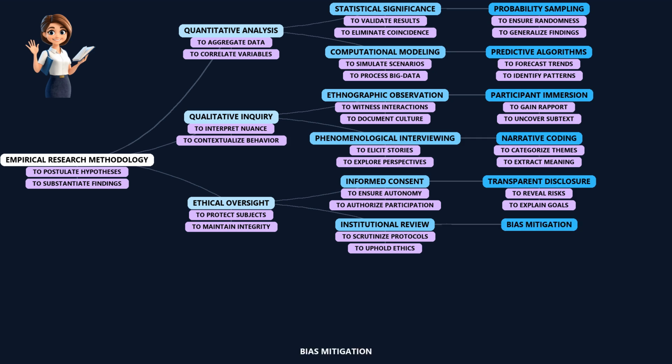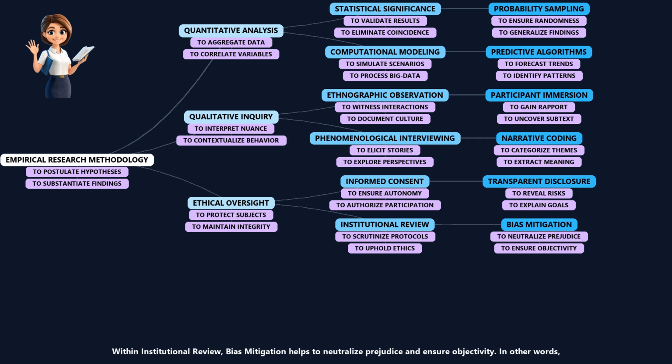Bias mitigation. Within institutional review, bias mitigation helps to neutralize prejudice and ensure objectivity. In other words, we have outsiders check our work to make sure our own feelings didn't change the results.